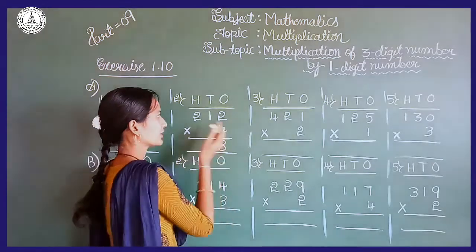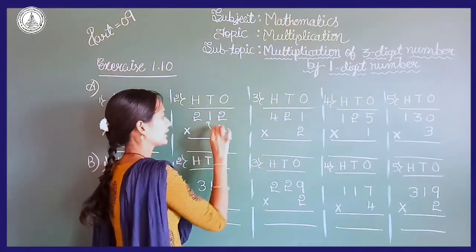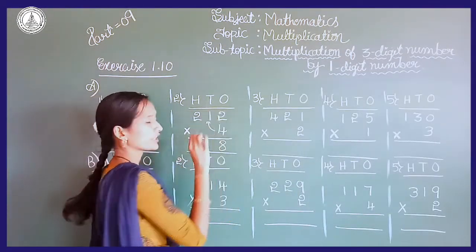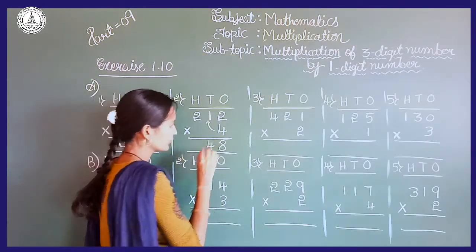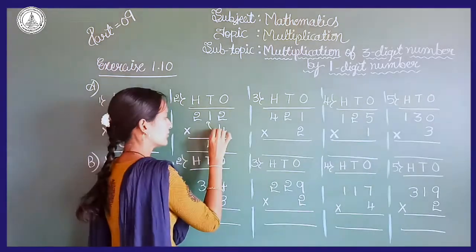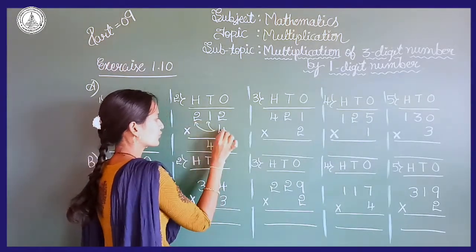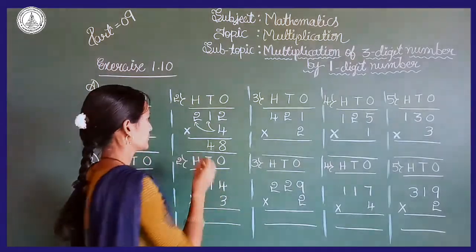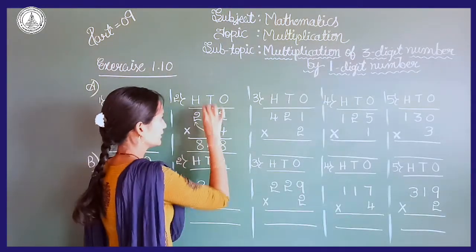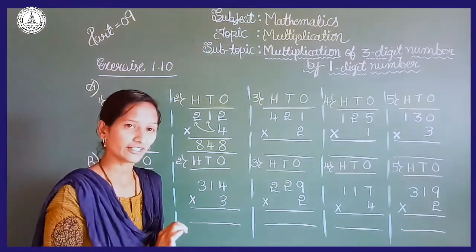The next, move to the tens column. So 4 into 1. 4 into 1 is 4. So write down here 4. The next, move to the hundreds column. So 4 into 2. 4 2s are 8. So write down this 8 under the hundreds column.